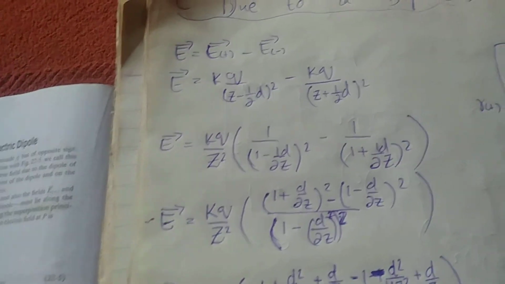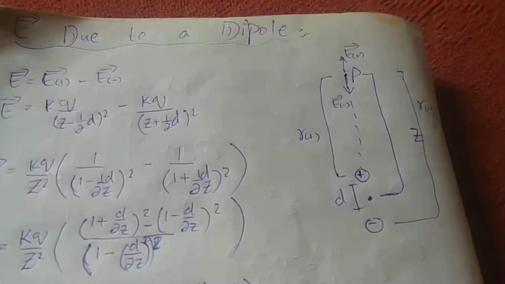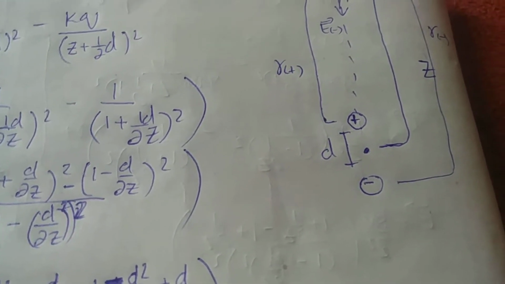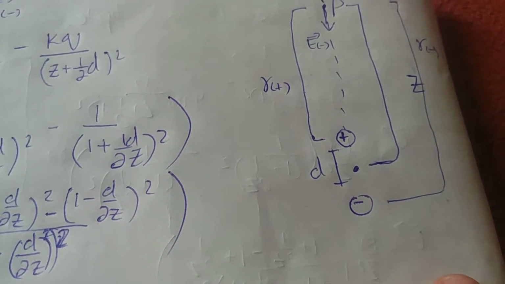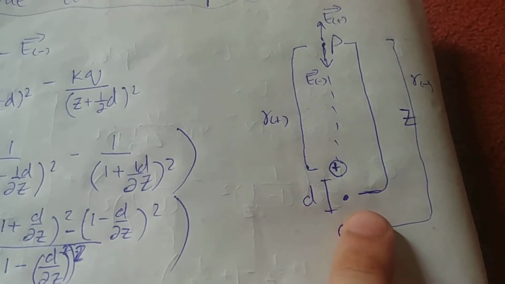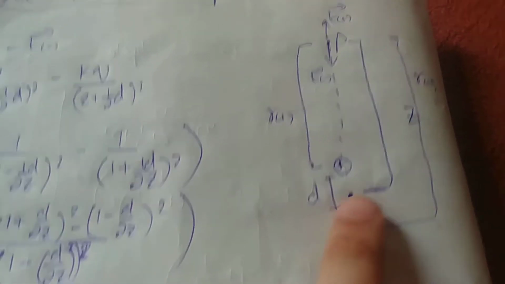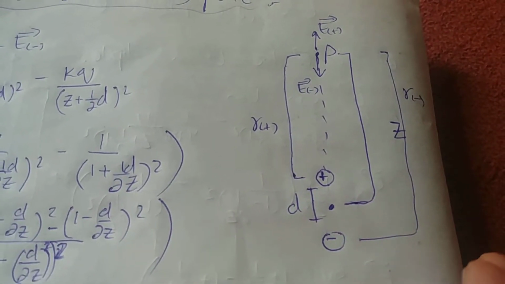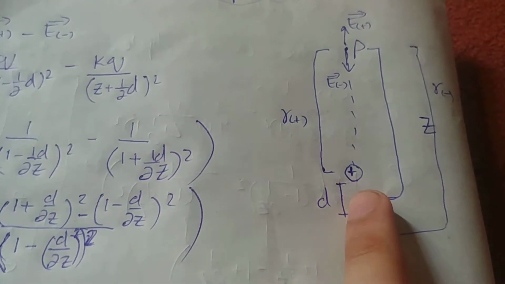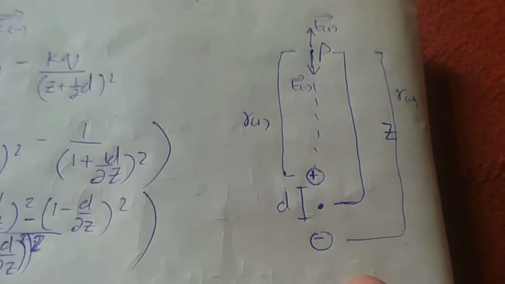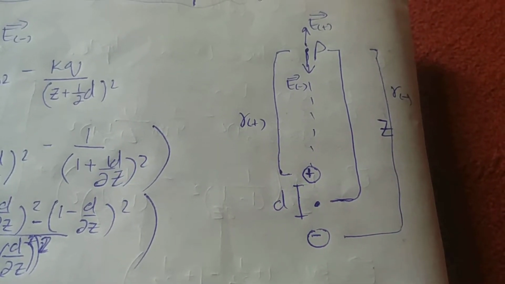The electric field due to a dipole. So, a dipole, as we all know, is two opposite charges of the same magnitude that are separated by some distance, say d. And the distance between the center of the dipole to the point where we're going to find the electric field is z. Let's call it z. And the distance from the positive charge to the point P is r positive, and the distance from the negative charge to the point P is r negative.